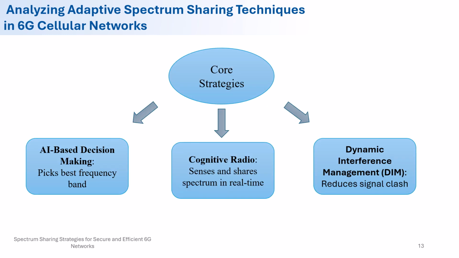The main strategies they propose are AI based decision making to dynamically pick the best frequency, dynamic interference management, DIM, to avoid signal clashes, and cognitive radio technologies that can sense available spectrum in real time and make fast adjustments. These strategies together create a highly responsive and efficient communication system.